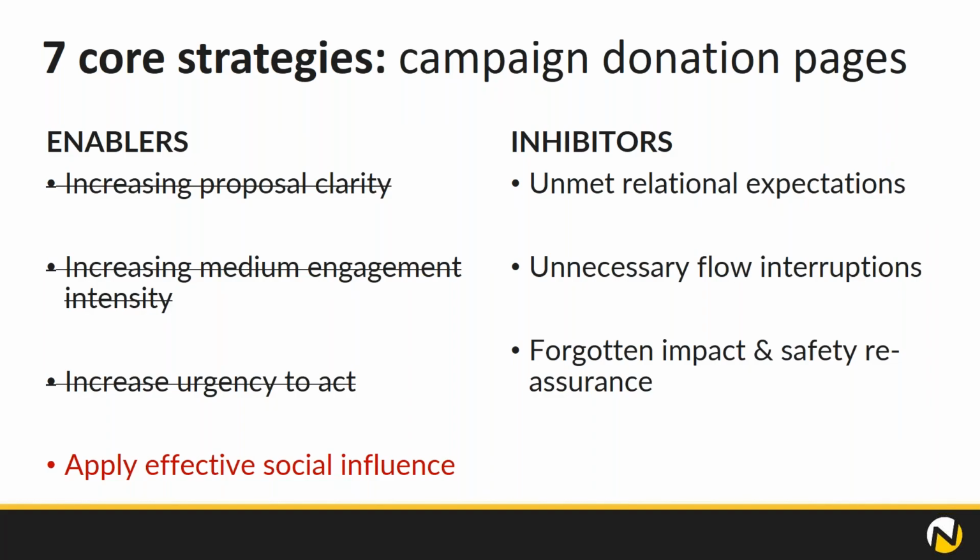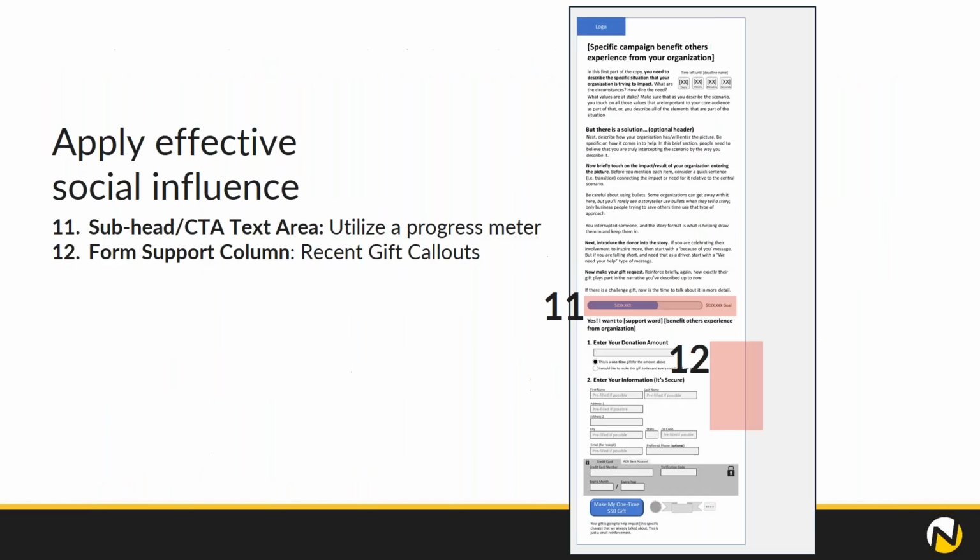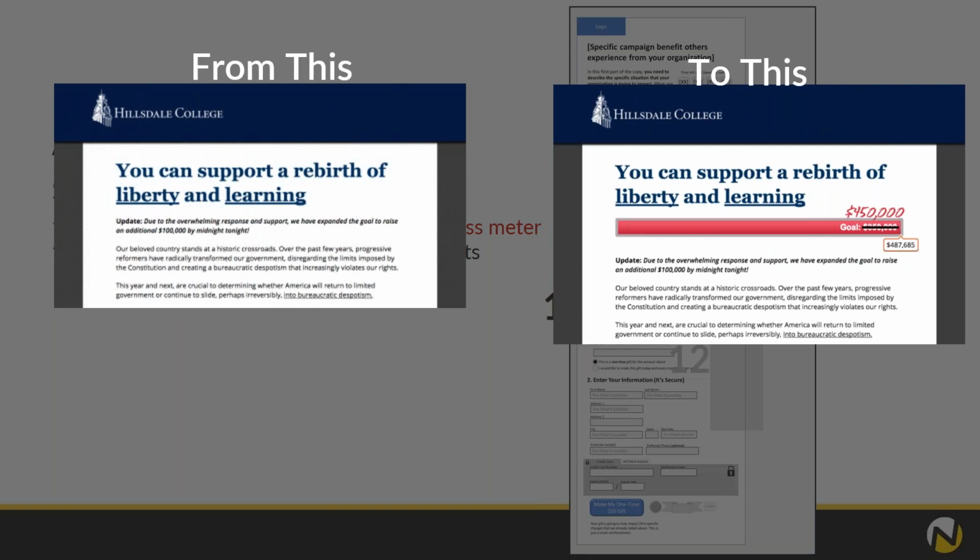Now let's talk about effective social influence. This is another strategy, and again, to pour that hot tea, keep them connected to that intention of generosity. What do I mean by social influence? It can be best explained with this first example, the progress meter. You've all heard of it. You've all seen it in some form or another, right?